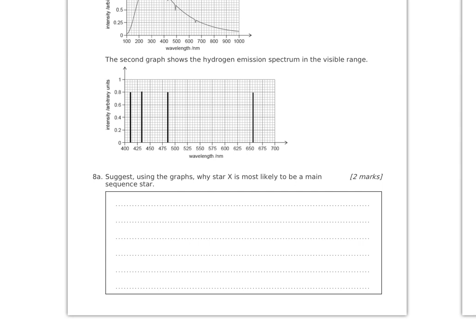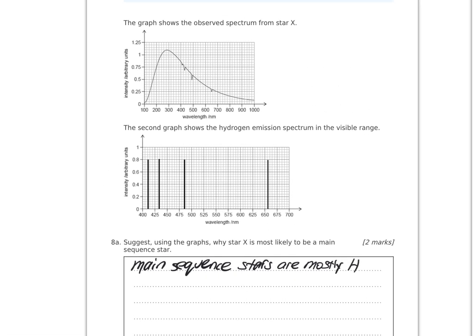Well, the hydrogen emission spectrum is a clue, and main sequence stars, before they get old and start running out of hydrogen to fuse, are mostly hydrogen. And it's like, all right, well, what about this star though? What about star X? How can we tell that it's main sequence, or how can we tell that it has hydrogen?